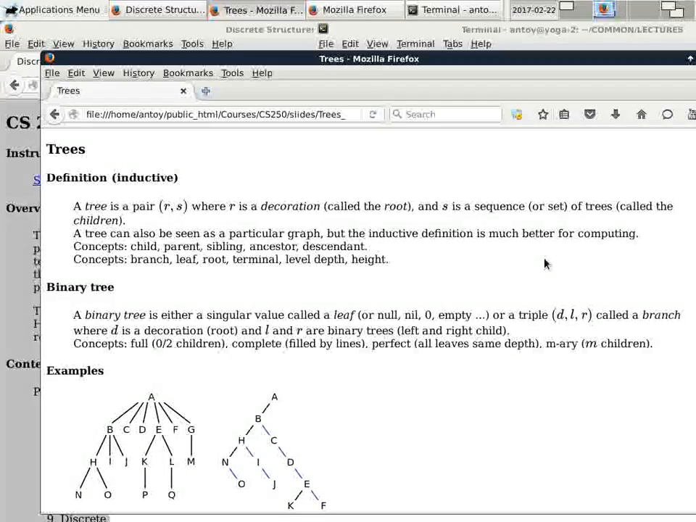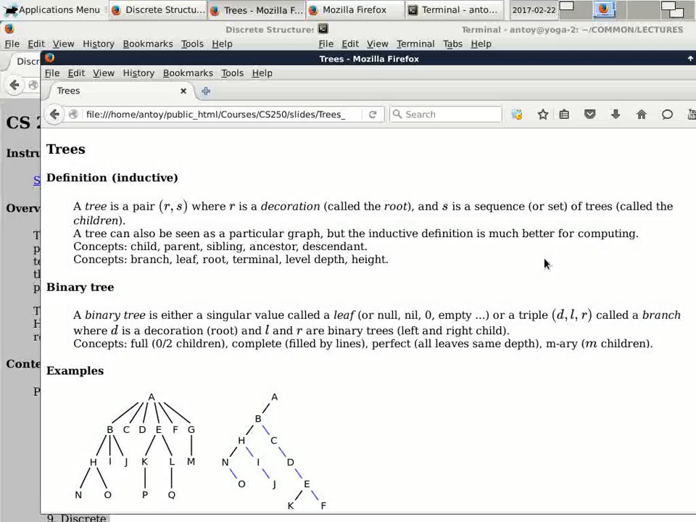We have defined the notion of tree and binary tree. We gave an inductive definition for each one. Inductive. A tree is a pair where we have a decoration and a sequence of trees. It's inductive because in order to define a tree, we refer to trees. The binary tree is similar.